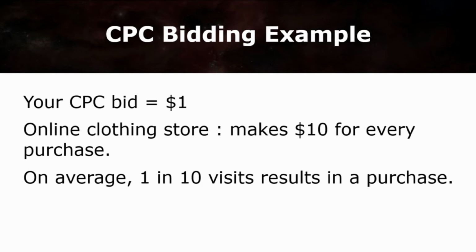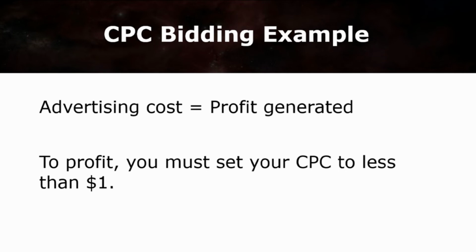For example, let's say you've set your CPC bid to $1. You own an online clothing line shop and you make $10 from every purchase, and on average 1 in 10 visits results in a purchase. As a result, you only break even as your advertising cost is equal to the profit you generate. Therefore, to gain profit, your CPC should cost you less than $1. Hence, choose a bid amount that works for you and the campaign that you're aiming for.